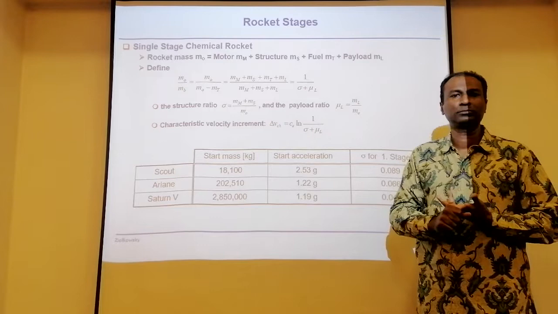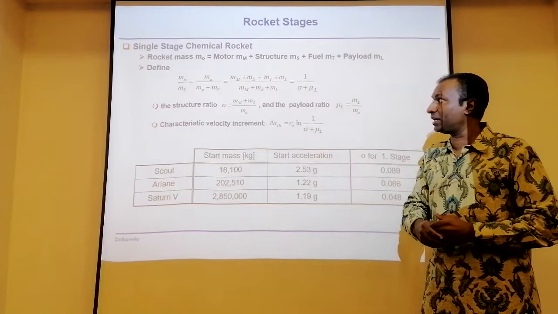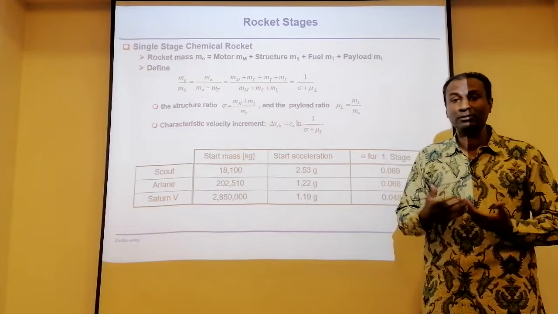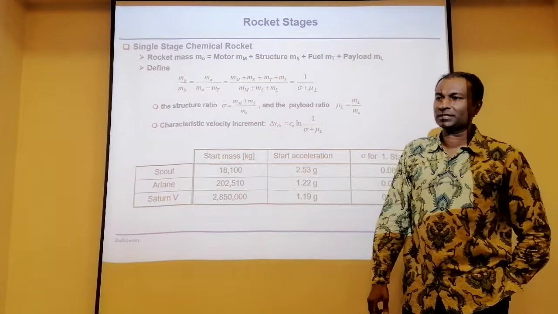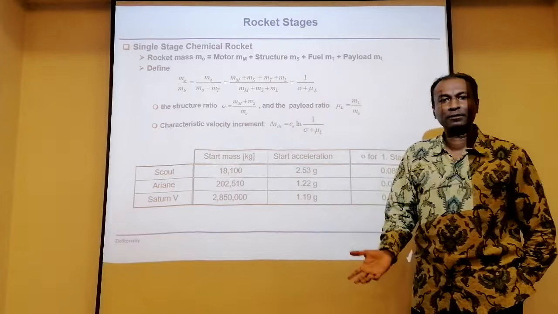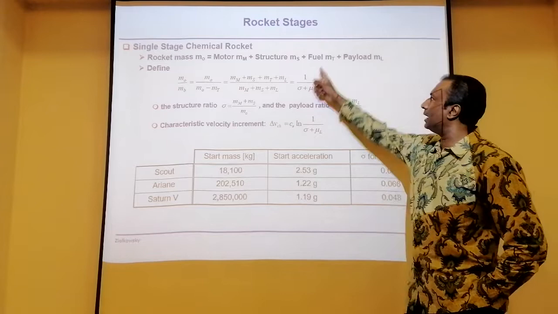Alright, you have the start mass. As I've said, you need to know what is the end mass in order to use that rocket engine's equation. That means you want to calculate delta V? Please tell me what is my end mass. This is important. The end mass is easy, like what I said. The start mass is given, let's say M0. The end mass would be basically the start mass minus the fuel that you're going to use, M fuel.